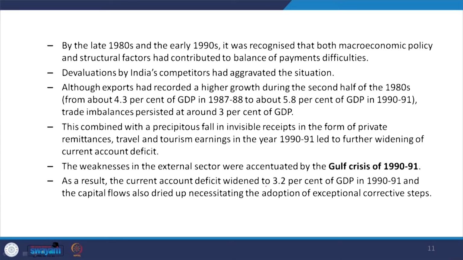The weaknesses in the external sector were accentuated by the Gulf crisis in 1991. So, the Gulf crisis comes into the discussion again. You can search on the demand and supply of the Middle East countries and their control over the world, which is another important aspect. As a result, the current account deficit widened due to the Gulf crisis to 3.2% of GDP in 1991, and the capital flow also dried up, necessitating the adoption of exceptional corrective steps.